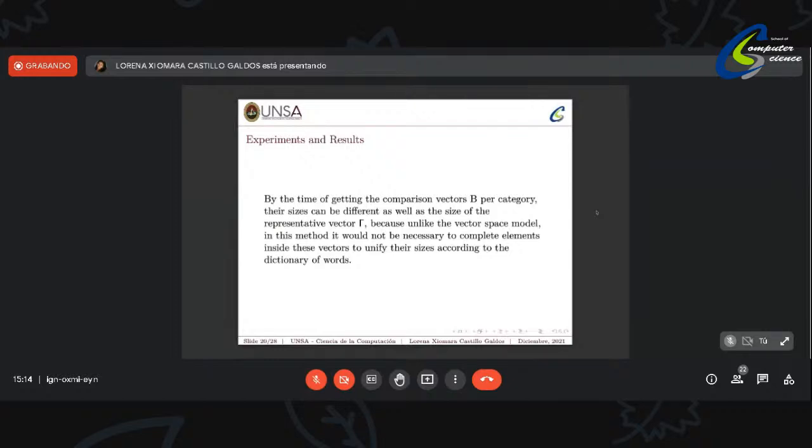By the time of getting the comparison vectors B per category, their sizes can be different as well as the size of the representative vector gamma. And because unlike the vector space model, in this method, it will not be necessary to complete elements inside these vectors to unify their sizes according to the dictionary of words.